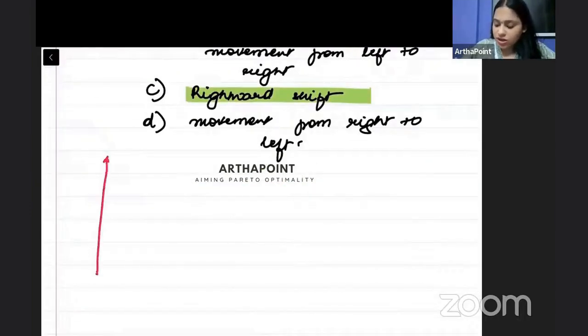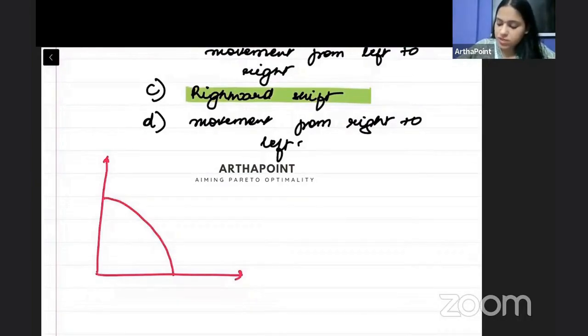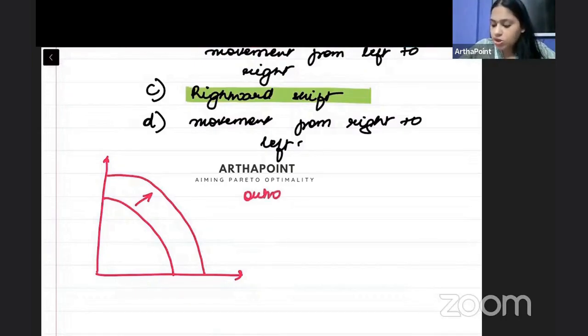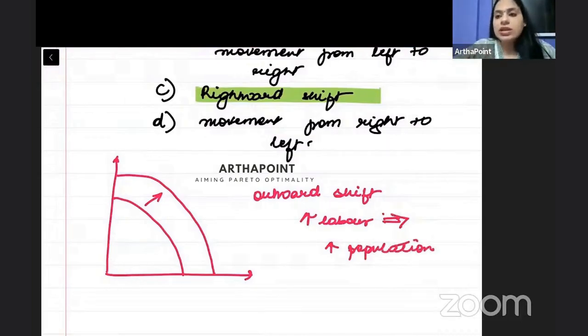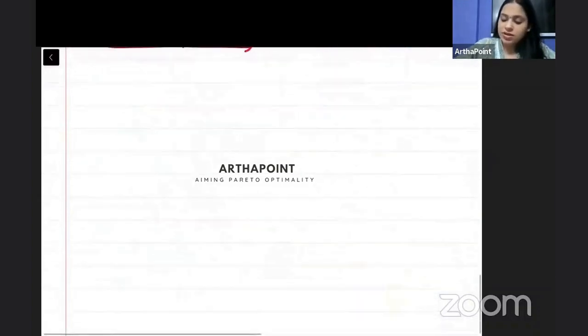Absolutely correct, beta. तो अगर ये हमारा PPC है, the PPC will shift outwards or rightwards. इसको हम outward shift भी बोलते हैं. This is also called as outward shift. And this will also happen when there will be increase in the labor of economy, माने when there will be increase in the population of the economy. अगर economy के working population increase होगा, then also we will expect more output will be produced in that economy, right? So this is absolutely correct. Okay, beta. Next question.